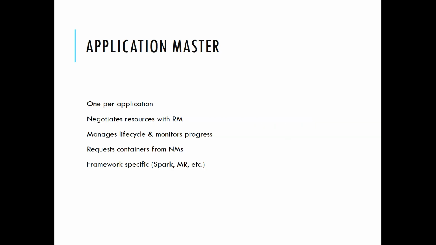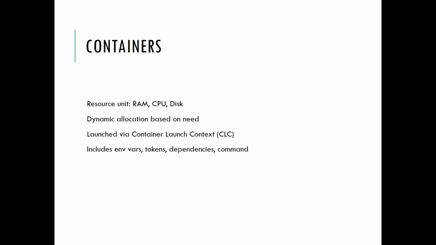Critically, there is one application master per application. This is a unique and powerful concept. The application master is framework-specific, meaning a MapReduce application has a MapReduce-specific AM, and a Spark application has a Spark-specific AM. Its job is to negotiate appropriate resource containers from the Resource Manager. It then manages the entire lifecycle of the application, monitors its progress, and requests containers from node managers to execute the actual tasks.